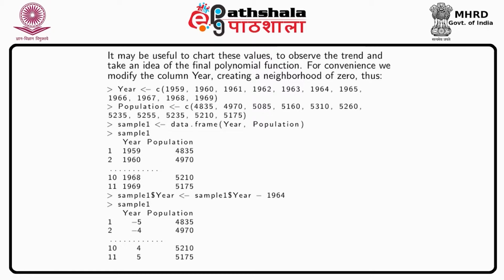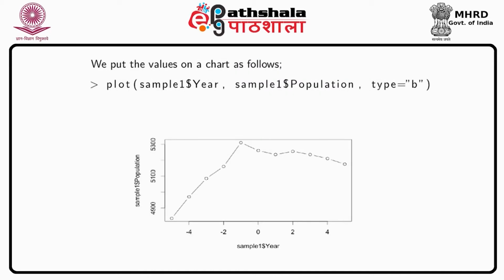So in place of the column which had years, we now have values of variables which start from -5 and go all the way up to +5, with 0 being one of the data points included in my column. So we put the data on a chart. We use the plot function in R, and we plot sample year against sample population, with sample population being on the y-axis and sample year on the x-axis.